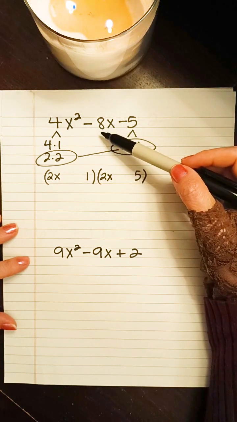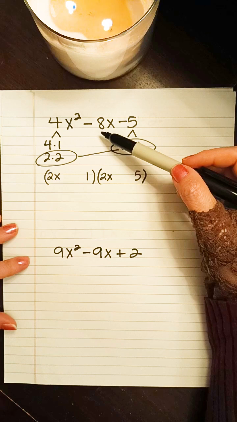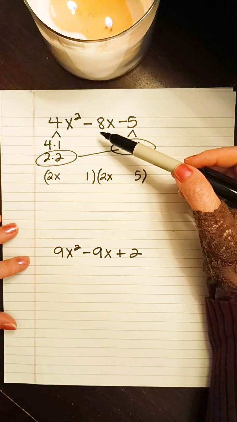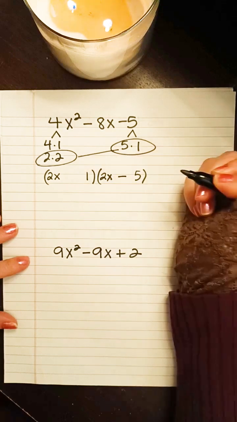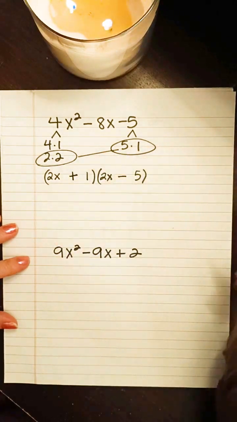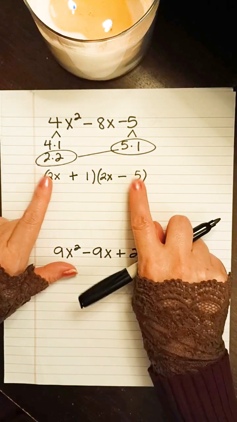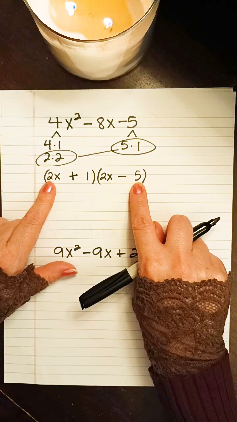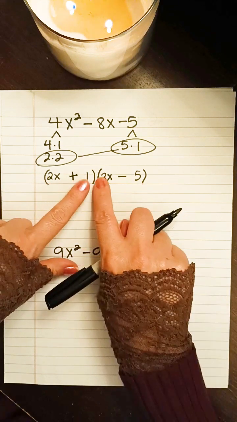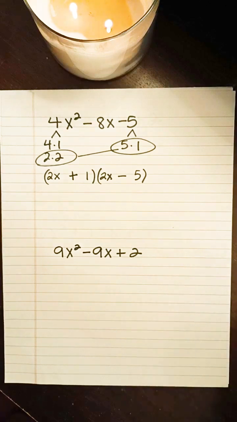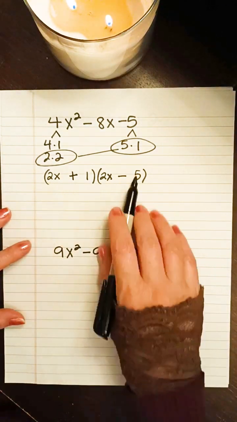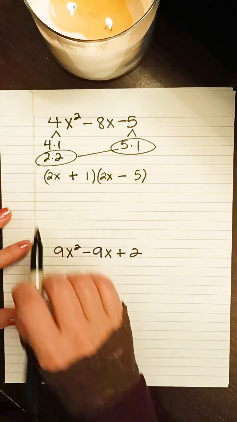Now, where they go depends on the b term. So I have negative 8. Negative 8 is my coefficient of b. So in that case, I want the larger product to have the negative and the smaller product to have the positive, because the larger product being the outside term. So it's negative 10x plus 2x gives me negative 8x. So I'm done. That's it. These are the factors of this quadratic trinomial.